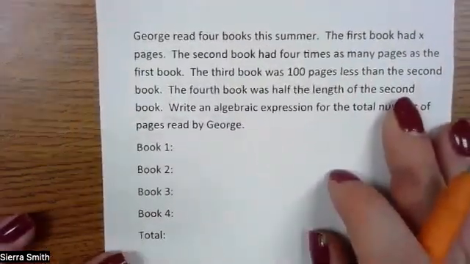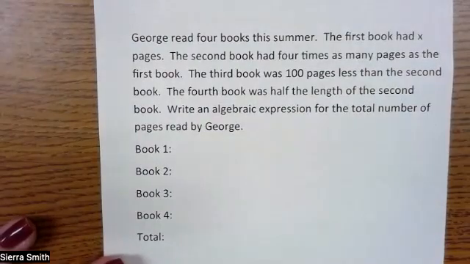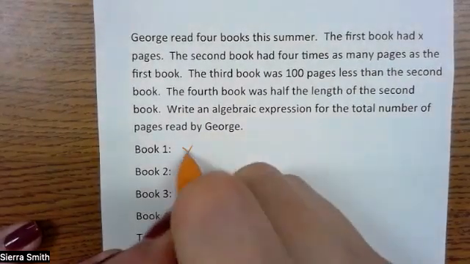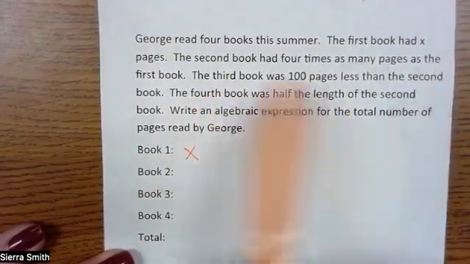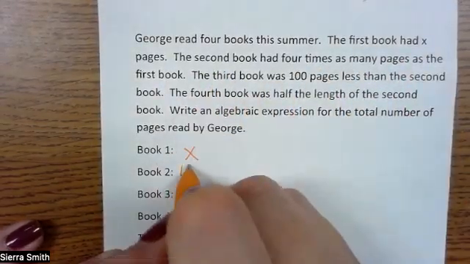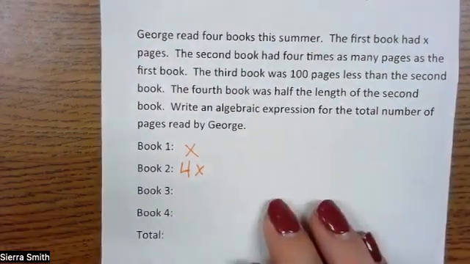Now moving on to the second part. George read 4 books this summer. The first book had X amount of pages. So book 1 was X. The second book had 4 times as many pages as the first book, so I'm going to represent that by 4 times X, or just 4X.